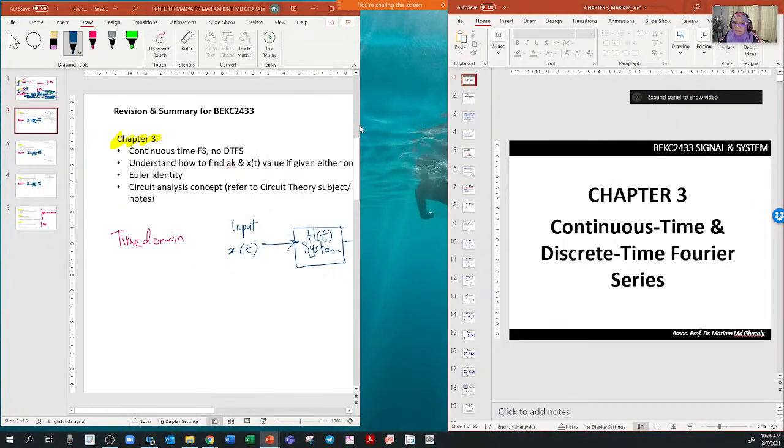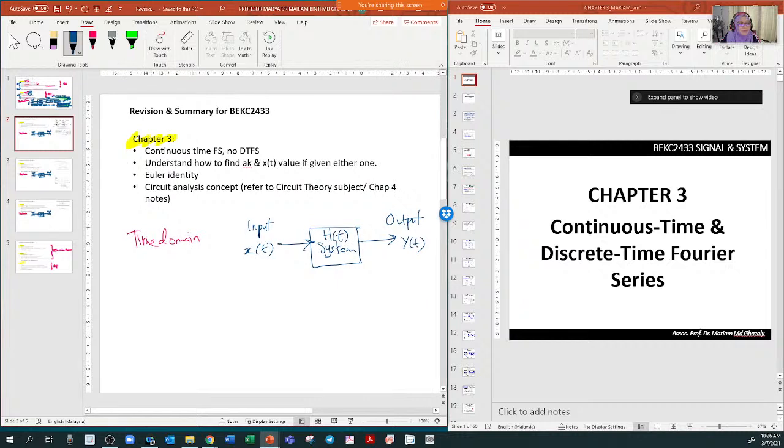Okay, can you see the screen right now? Okay, right now I'm sharing two screens. Is it okay if I share it like this? Because I want to discuss the summary on the left side here and the slide that you have with you.